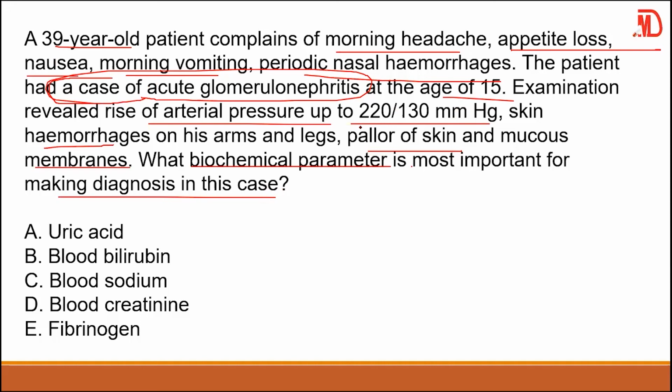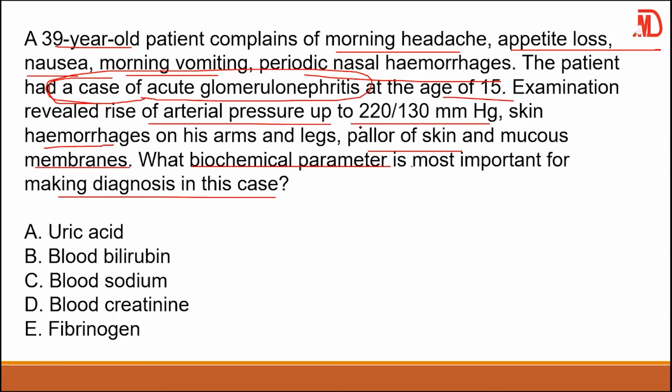Who can tell me? Kidney failure. Yes. Kidney failure could ensue. And if kidney failure has ensued, there will be low filtration rate, or filtration will be impaired.